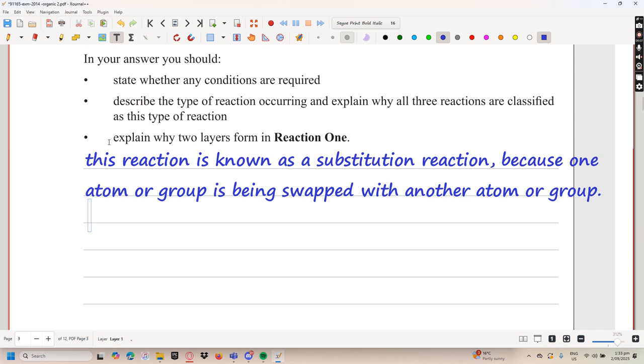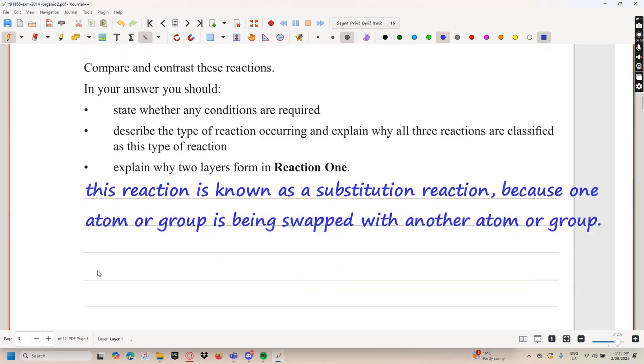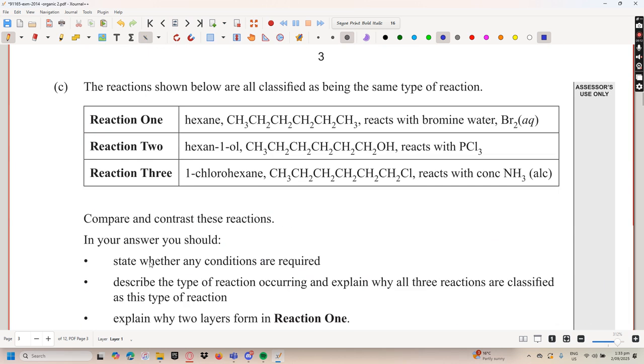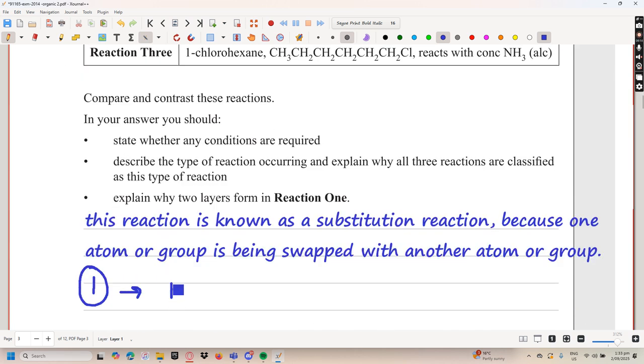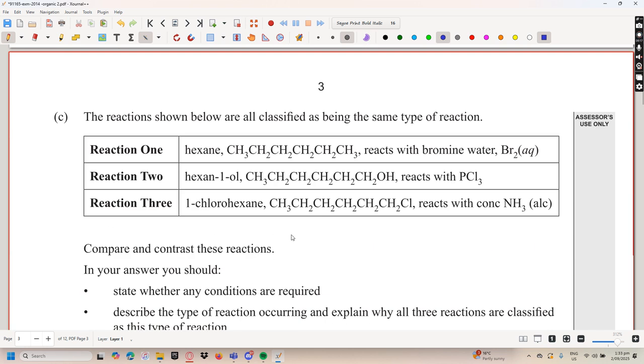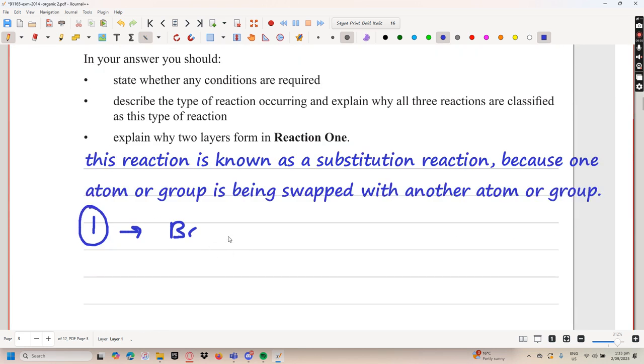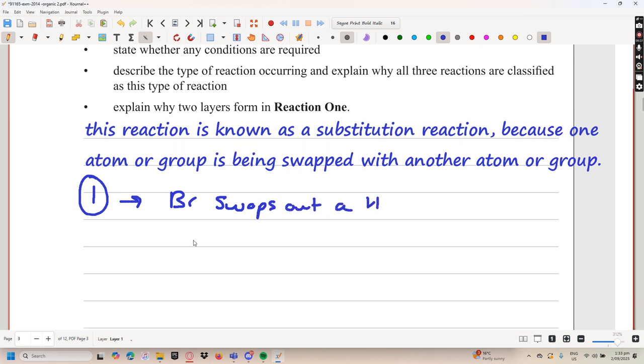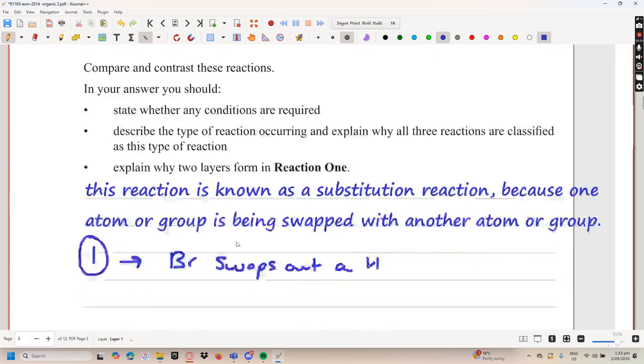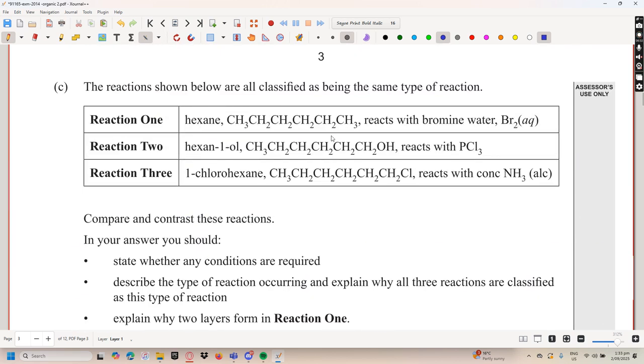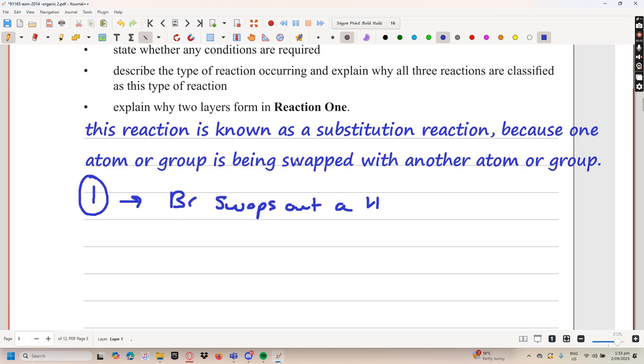So let's go through and do this one by one. So reaction 1, we get a bromine. Oh, not dibromo. I got that wrong before. Yeah, whoops. A bromine swaps out a H. So yeah, that's the idea. So bromine comes along from the bromine water, it swaps out one of the H's, and that forms a bromoalkane and also hydrogen bromide. H and Br left.